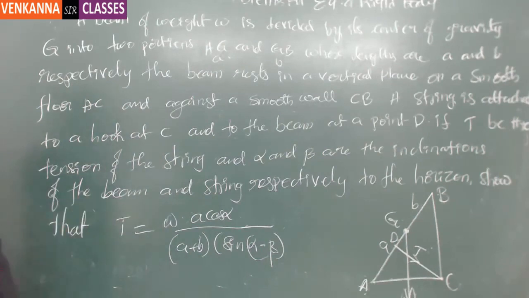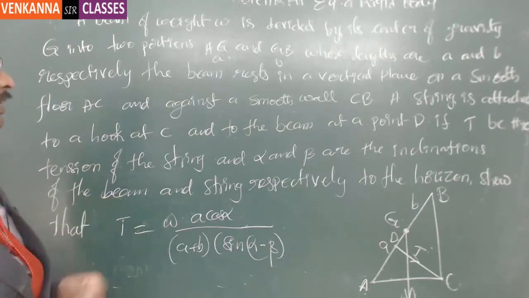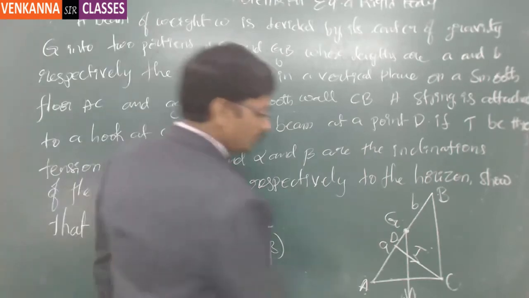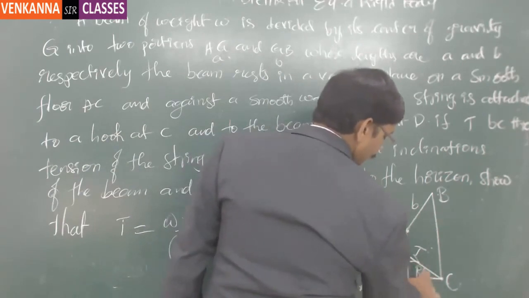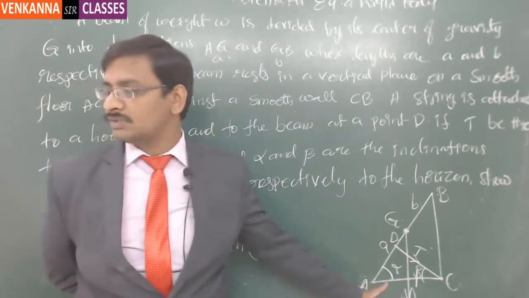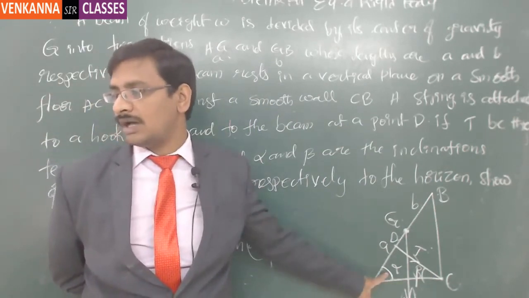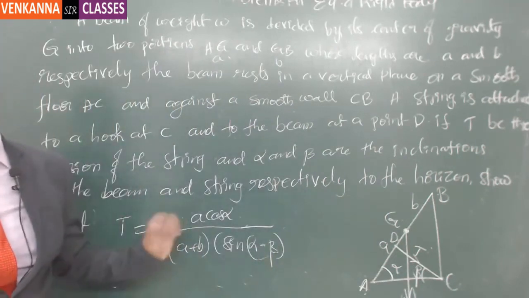If T be the tension of the string, and alpha and beta are the inclinations of the beam and string respectively. So this is the inclination of the beam and this is the inclination of the string. So alpha and beta are the two different angles with the ground. So this is alpha and this is beta. In terms of these he asked us to find out the tension.